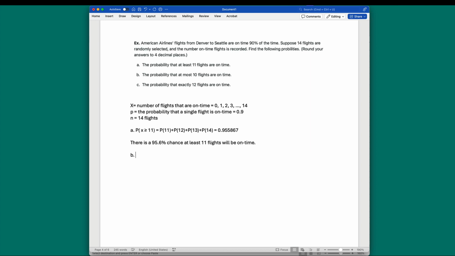Likewise, B is the probability that at most 10 flights are on time. So at most translates to the probability that X is less than or equal to 10. Basically you're adding the probabilities: the probability of 0 plus the probability of 1, all the way up to the probability of 10.